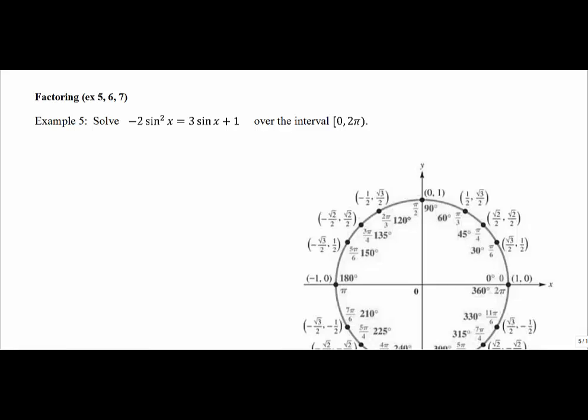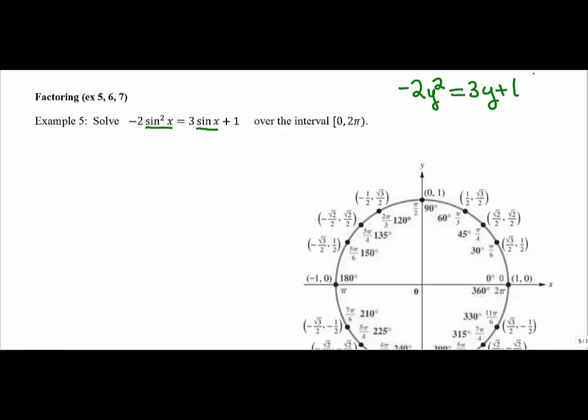For the next 3 examples, we're going to look at using factoring to solve trigonometric equations. Once again, when we look at these equations, we want to think about them in the algebraic form. So if we see sine squared and sine, let's think about that as being like a variable from algebra. So let's think about minus 2y squared. Since we have sine squared, we'll think about it as variable y squared equals 3y plus 1.